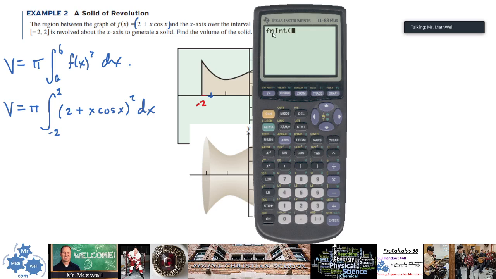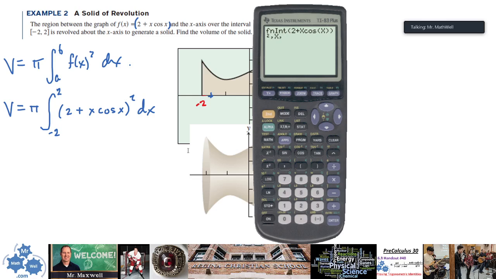So once you have FNINT, function integral, you're going to type in the function itself: 2 plus x cos x. And yeah, you're going to need to be in radians. So you're going to close the brackets off there. So here's your function, 2 plus x times cos x, squared. Good, we need that. And then you need to tell your calculator this is the integral of this dx, so put in comma x. Then everything gets separated by commas here.